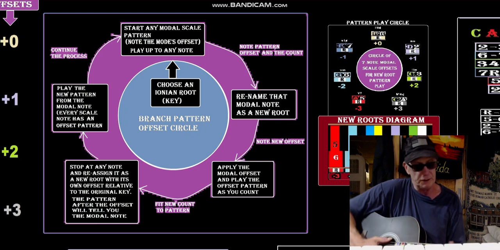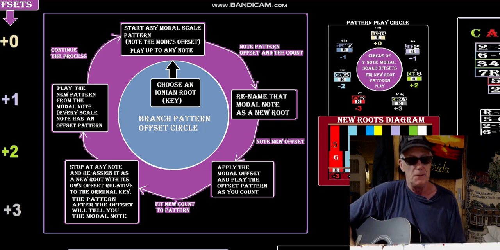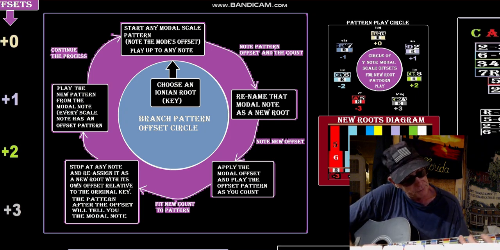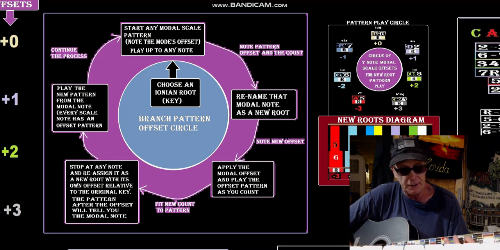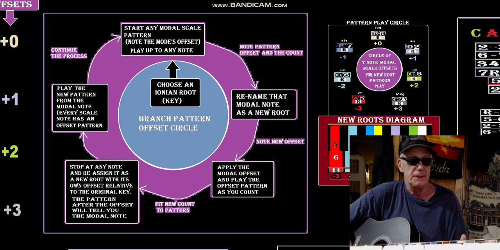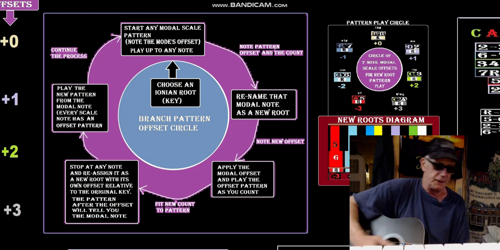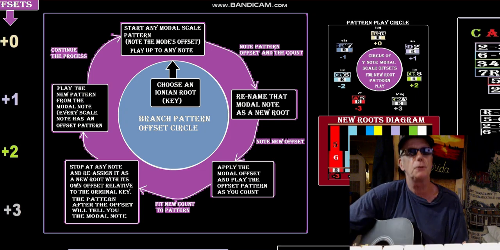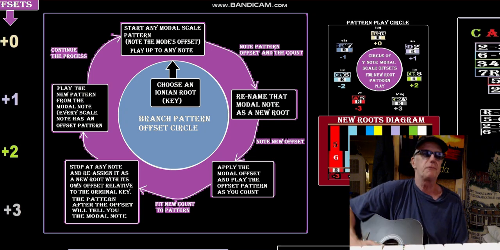So if we were originally starting the whole thing in Dorian, the key is C. So first we started Dorian, we went up to 5 here, added 1, and now we're playing an Aeolian 1, 2, 3, 4, 5. Now the Aeolian offset is -2. So 5, 4, 3. At this point, the pattern we're going to continue with, fit new count to the pattern, is a Phrygian pattern.